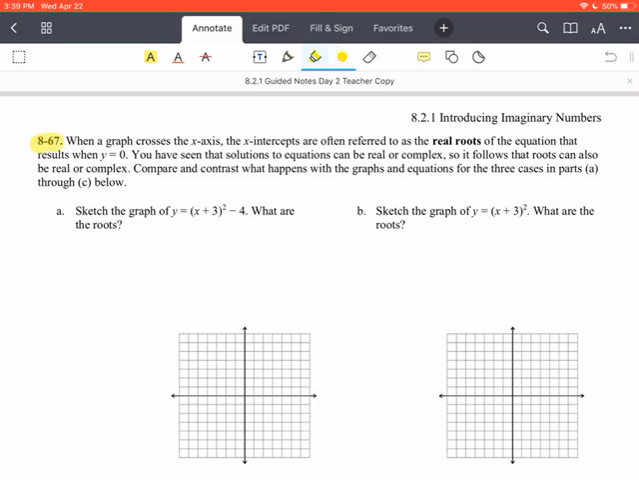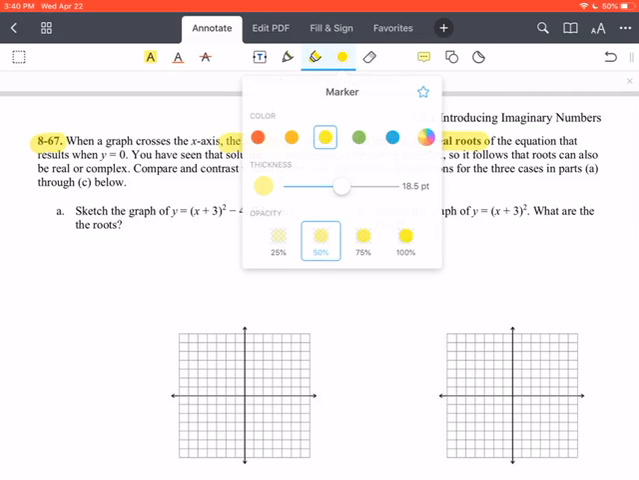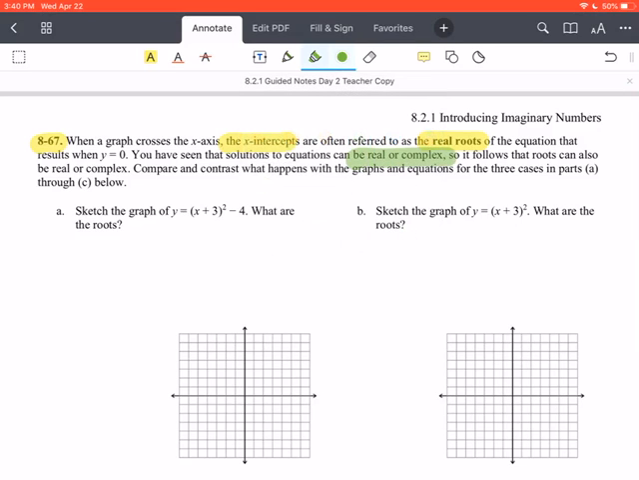So let's just start right off with 67, and it says when a graph crosses the x-axis, oftentimes we say that x-intercepts are real roots of the equation that results when y is 0. You have seen that solutions to equations, however, can be real or complex. Okay, so complex numbers implies imaginary, taking the square root of a negative. So it follows that roots can also be real or complex. Compare and contrast what happens with the graphs of equations for 3 cases in part A through C below.